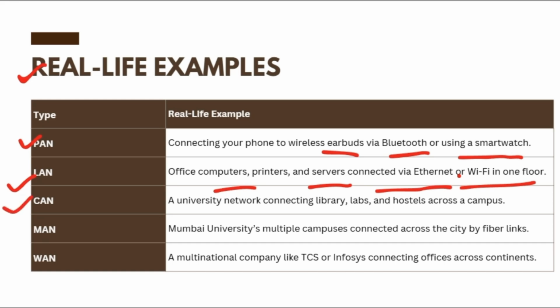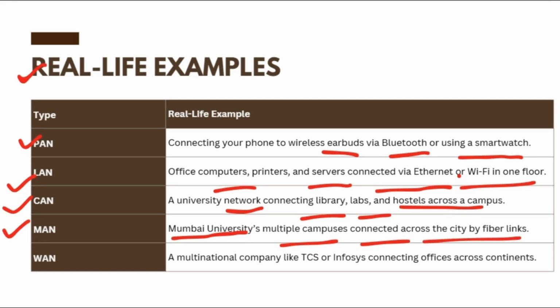Third is a CAN, a university network connecting library, labs और hostel across a campus. So library है, labs है और जो भी hostels है, तो इन सारी चीज़ों को कैंपस में जो कनेक्ट होता है, नेटवर्क कनेक्ट करता है, इसको CAN कहते हैं, कैंपस एरिया नेटवर्क. नेक्स्ट इज़ MAN. Mumbai University's multiple campuses connected across the city by a fiber link.